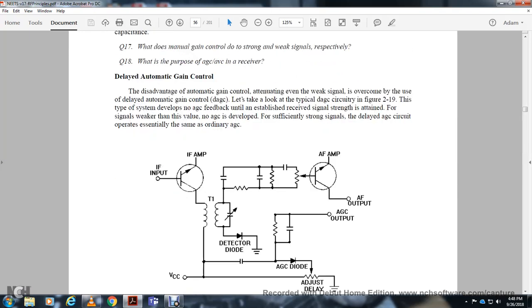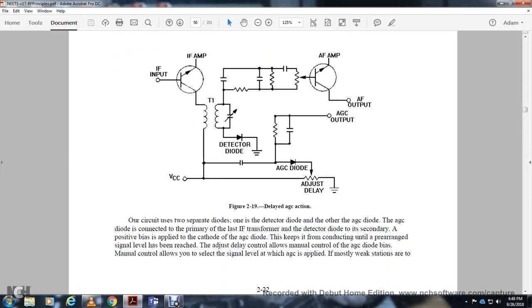The circuit shows the intermediate frequency amplifier, transistor, voltage, current, collector, diode detector, audio frequency amplifier, audio frequency output, automatic gain control diode, adjustable delay, grounded. The circuitry has two separate diodes, one the detector diode, the other the automatic gain control diode. The automatic gain control diode is connected with the primary of the intermediate frequency transformer. The detector diode is connected with the secondary, applied with the cathode of the automatic gain control diode, keeping it conducting until the prearranged signal level has been reached.